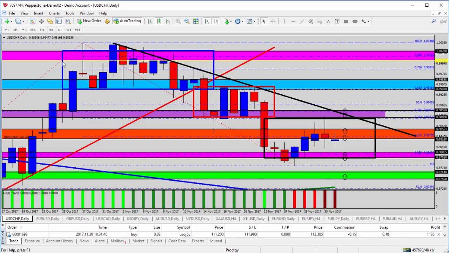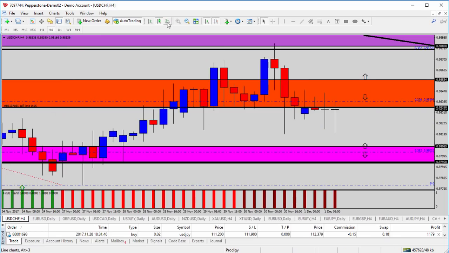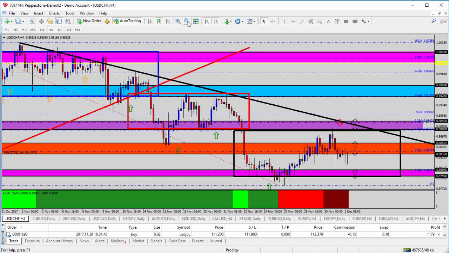Let's take it down to the 4-hour time frame. Now, as we get down here to the 4-hour, you can see all of that. And let me zoom out a little bit. There's our black trend line. There's our 3 boxes, blue, red, and now the black box showing us the pattern of the trend. Again, that's what we're looking to trade.